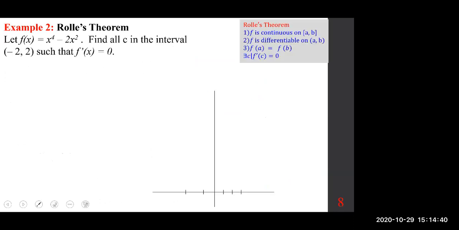All right, we're going to do the same thing here. Basically, we're going to go through the same process. We want to find all c in the interval of negative 2 to 2 such that f prime is 0. Obviously, again, we are dealing with a polynomial function of degree 4. That means it's continuous and differentiable everywhere from negative to positive infinity.